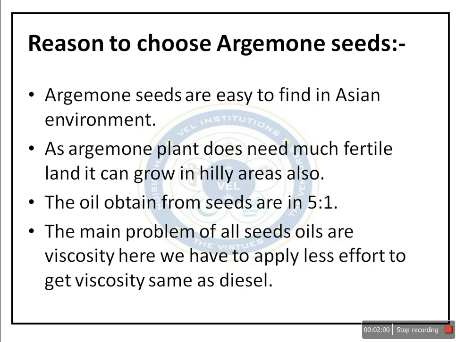Reason to choose Argemone seed: Argemone seeds are easy to find in the Asian environment. As the Argemone plant does not need much fertile land, it can grow in hilly areas also. The oil obtained from seeds is in a 5 to 1 ratio, that is 5 kg of seed gives 1 kg of oil. The main problem of all seed oils is viscosity. Here we have to apply less effort to get viscosity same as the diesel.